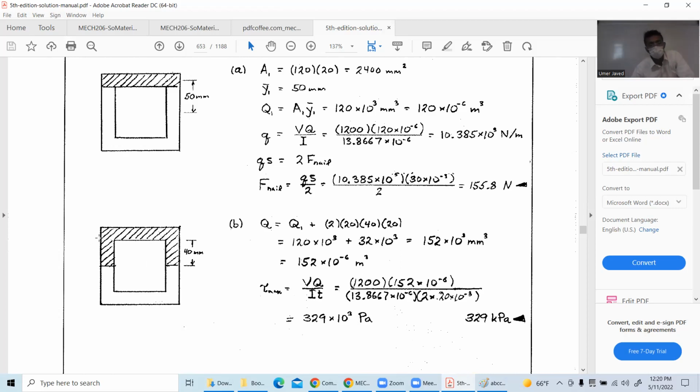Oh, come on. If you start finding the centroid of this one in an exam, it will take your time, right? So what this author has done is, he has found the Q of this little chunk, added. So then he did 20 by 40 multiplied with the 20, because that is the distance of this section from the neutral axis. Thanks for asking the question.